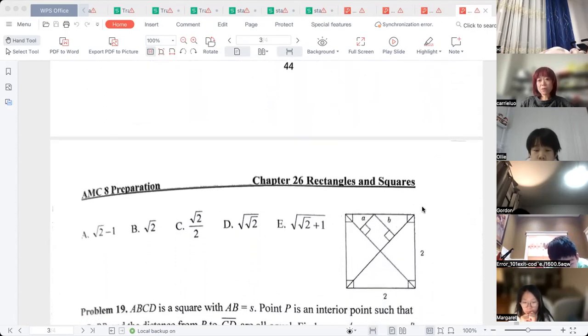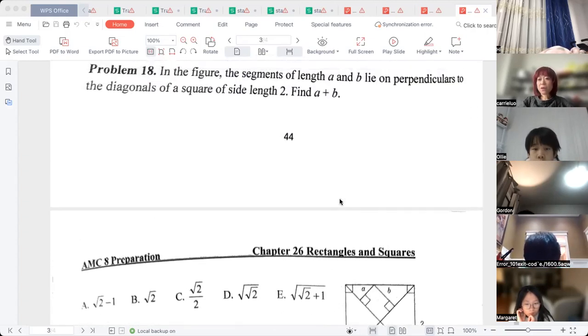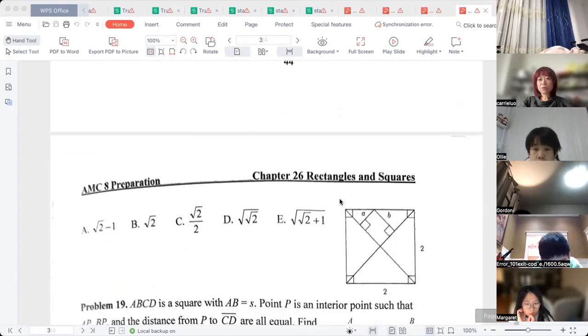Okay, so that means A is perpendicular to this diagonal and B is perpendicular to this diagonal. On the other hand, because they are rectangles and they're right angles, we can say that A is parallel to this diagonal and B is parallel to that diagonal. Understand, everybody? Okay, so with the size of them, we want to find out A plus B equals what?